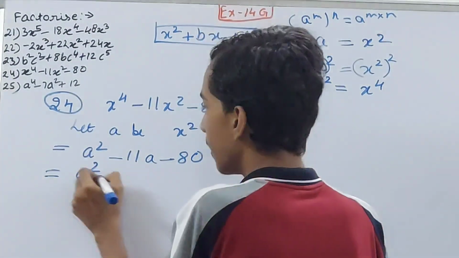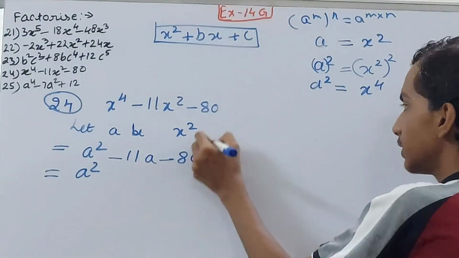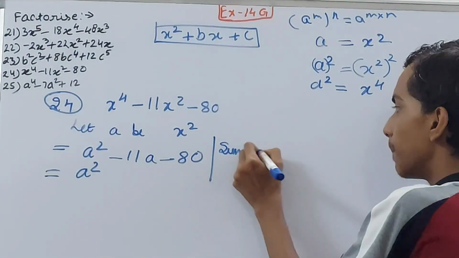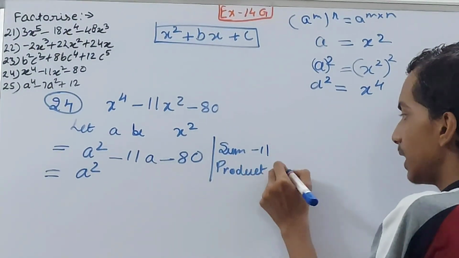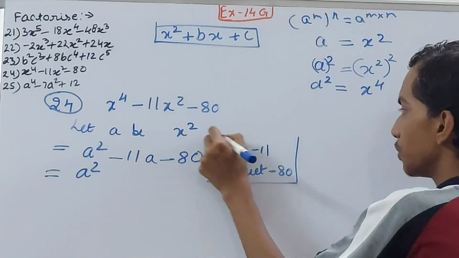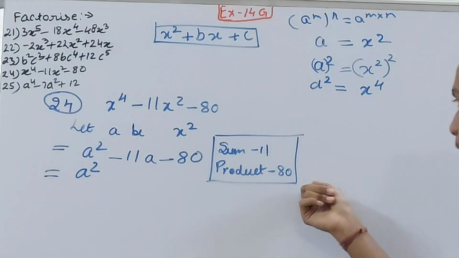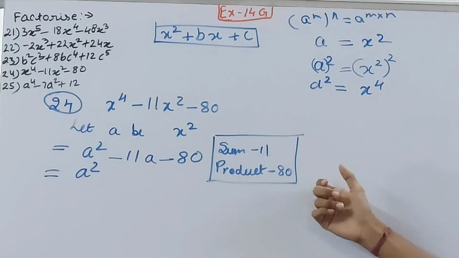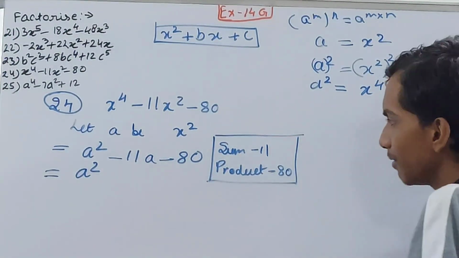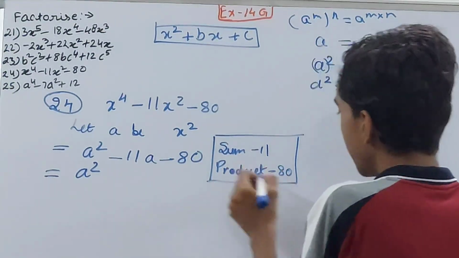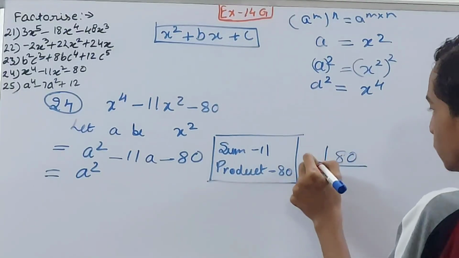So a square, now see carefully, we have to think of factors of minus 80 that will give us the sum as minus 11 and the product of the two numbers as minus 80. These two conditions we have to fulfill. Let's see. 10 and 8, not possible. 2 and 40, again not possible. So what can we choose in place of 80? Let's prime factorize.